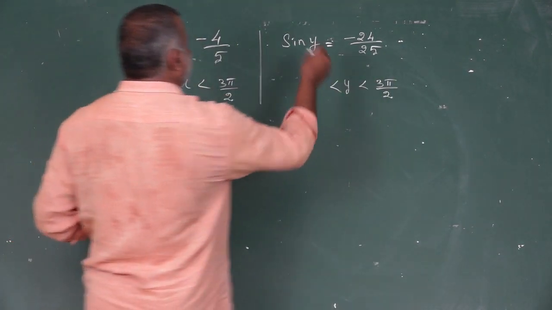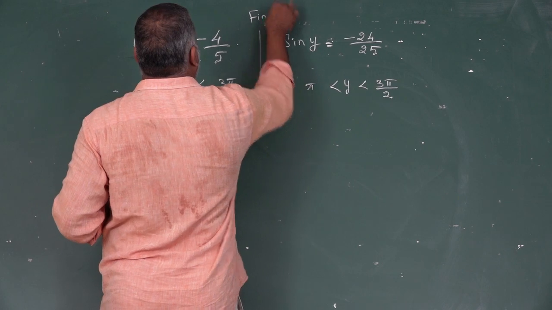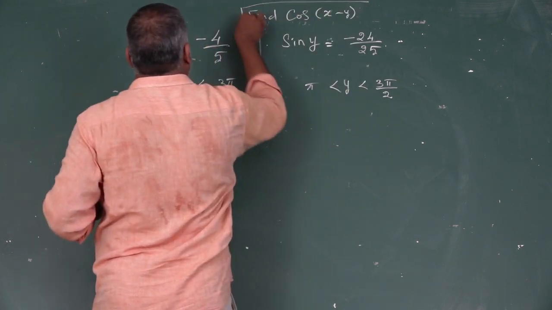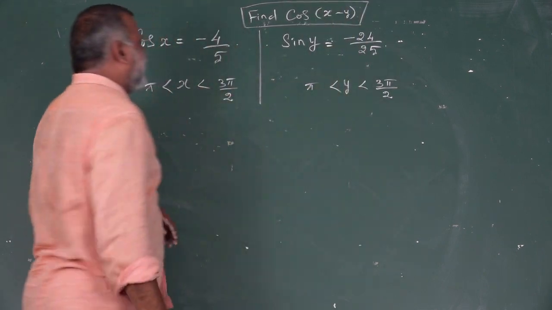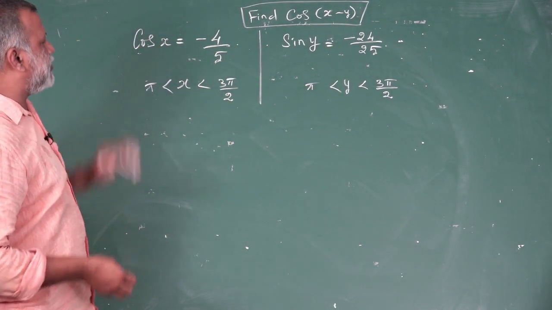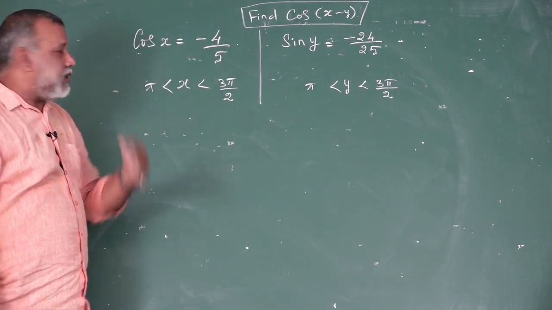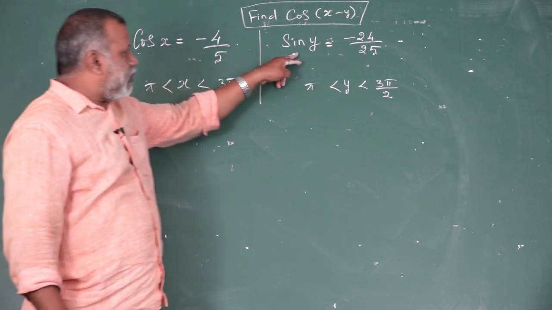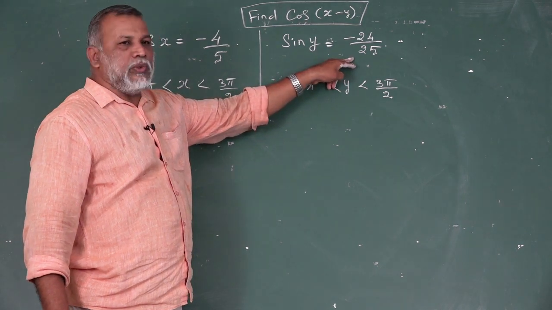Then you have to find cos of x minus y. This is the question you are going to work out. Find cos of x minus y. Now listen to the given data. Cos x is minus 4 by 5. Sin y is minus 24 by 25.